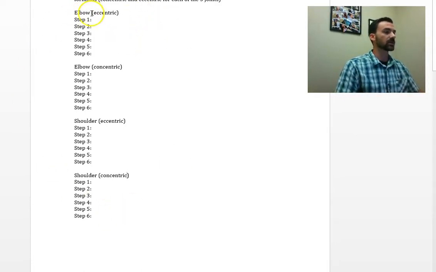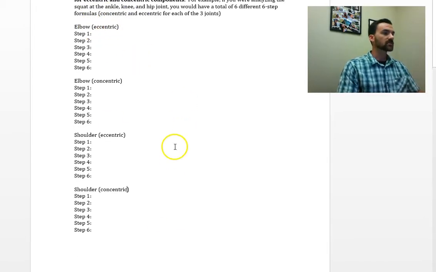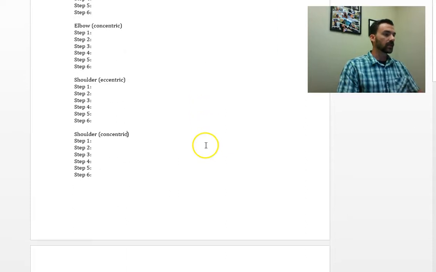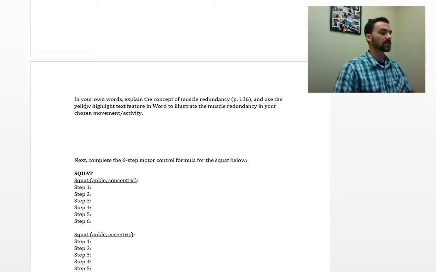Again, make sure that you're clearly identifying the joint and the type of contraction that's occurring. So this is for your movement here, and we're also going to have you address in your own words the concept of muscle redundancy, which you can read about on page 136, and use the yellow highlight text feature in Word to illustrate the muscle redundancy in your chosen movement.